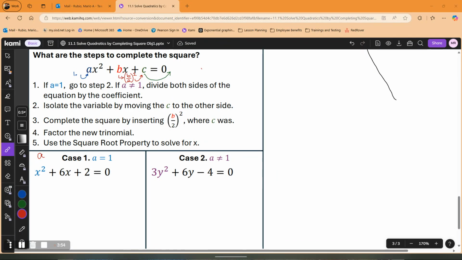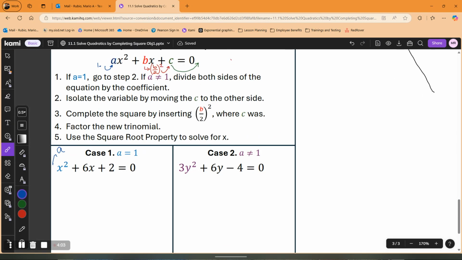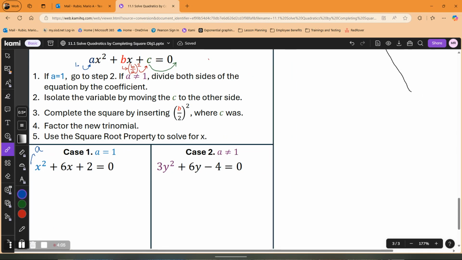Not the right color. I want a blue A. Okay. The coefficient of A, let's do this. Good. Here. A, okay. In this case, A is equal to 1. Remember, there's an invisible 1 here. We just don't write it in.